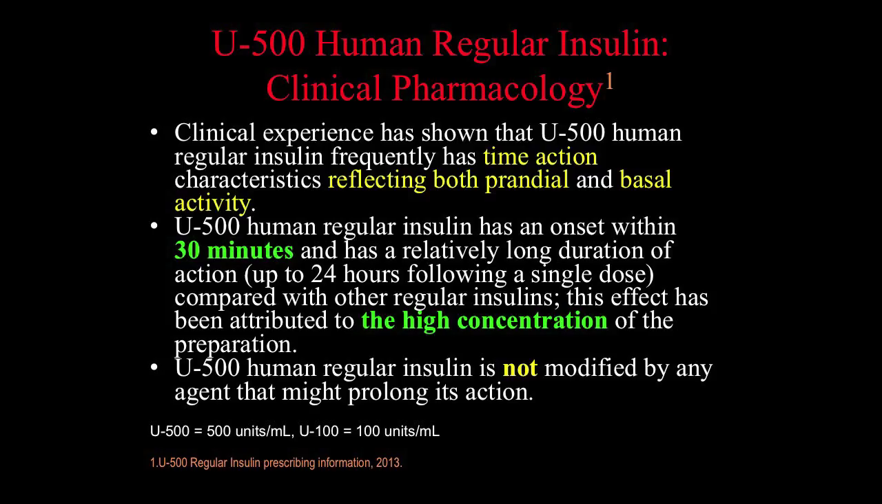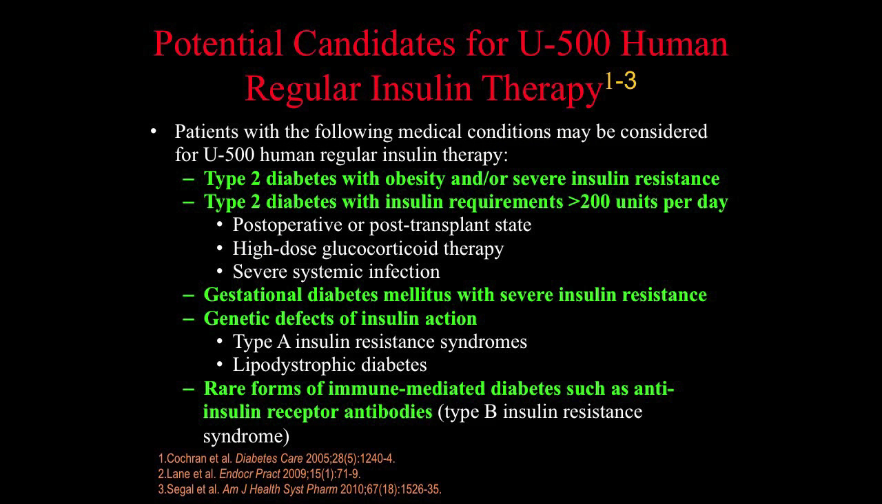The time of action, reflecting both prandial and basal activity, usually peaks in 30 minutes, and this property is due to the high concentration. Really this is regular insulin and hasn't been modified by any agent. The candidates, especially in the era of obesity and insulin resistance, are mainly patients with severe obesity or a high requirement of insulin, more than 200 units daily. We consider them for insulin U500.